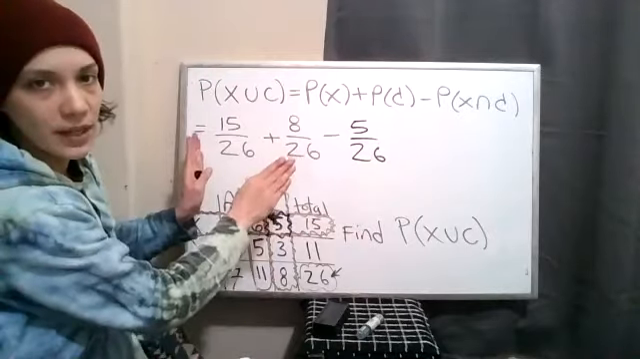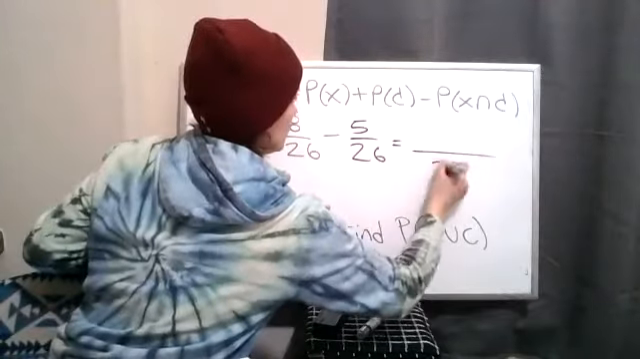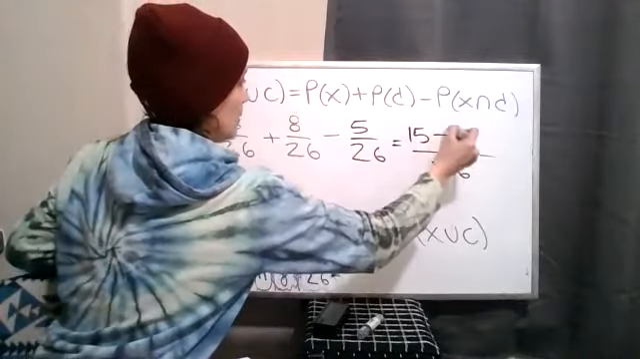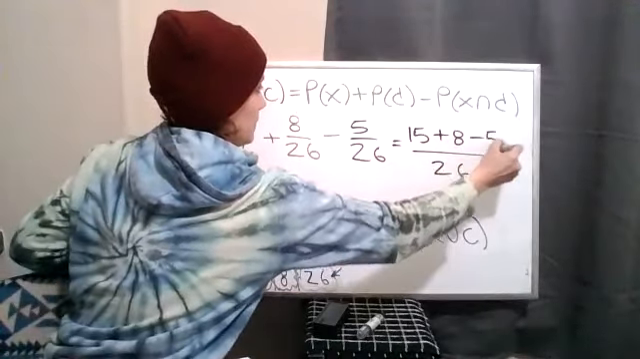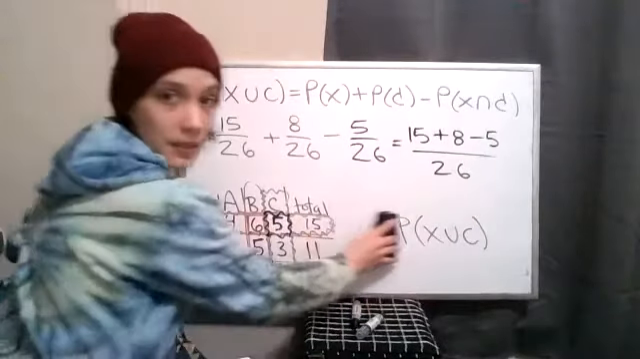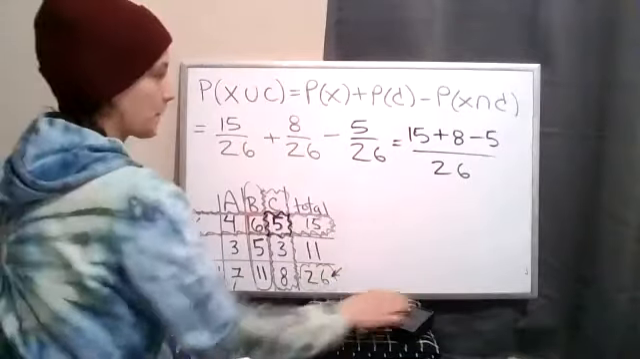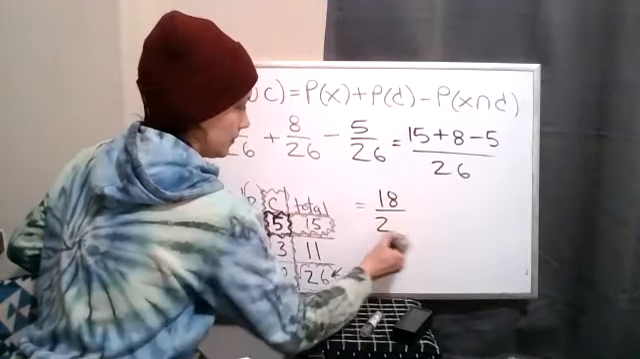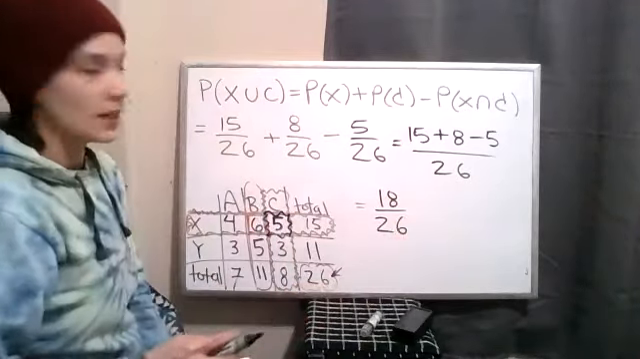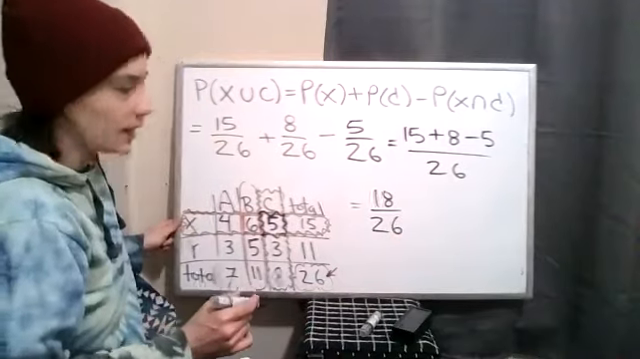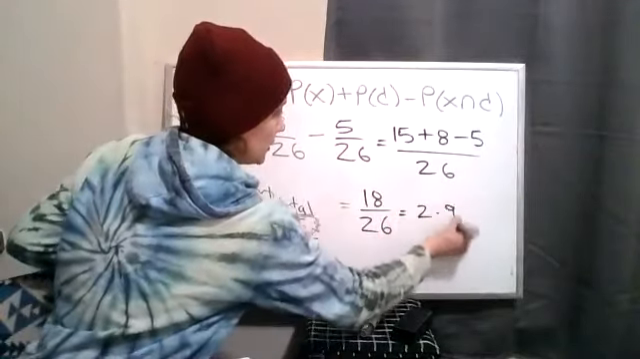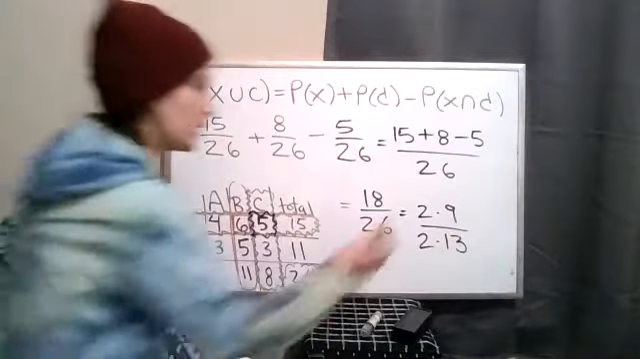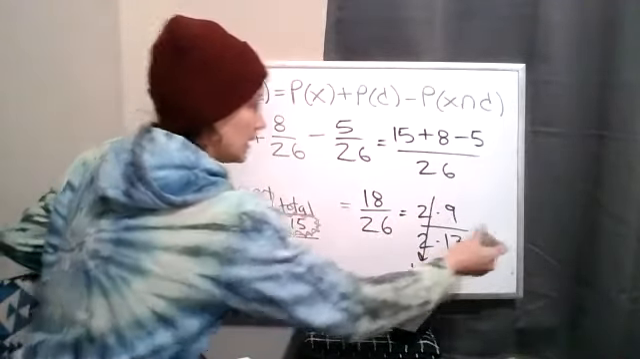And then we'll simplify. So out of 26 is 15 plus 8 minus 5. 15 minus 5 would be 10. 10 plus 8 is 18. Both even, so we're going to reduce. I can factor out a 2 from the numerator and 2 down here. 2 over 2 is going to be 1. This is 9 over 13.